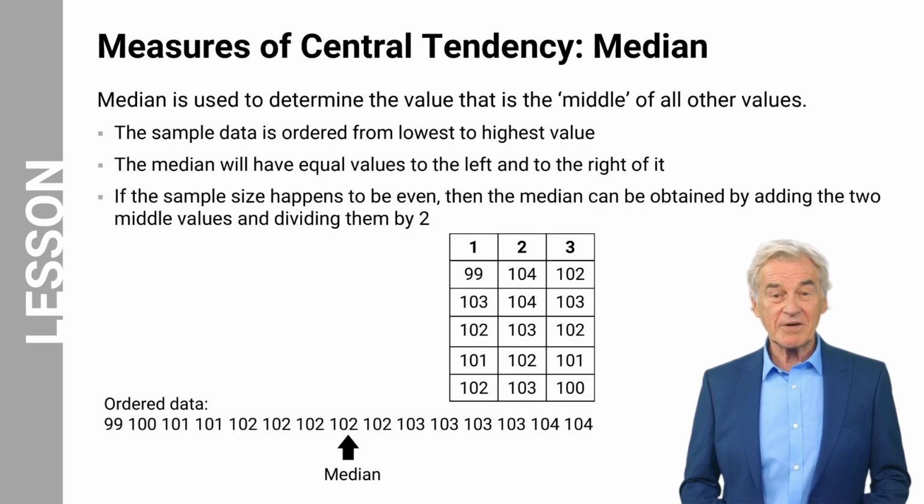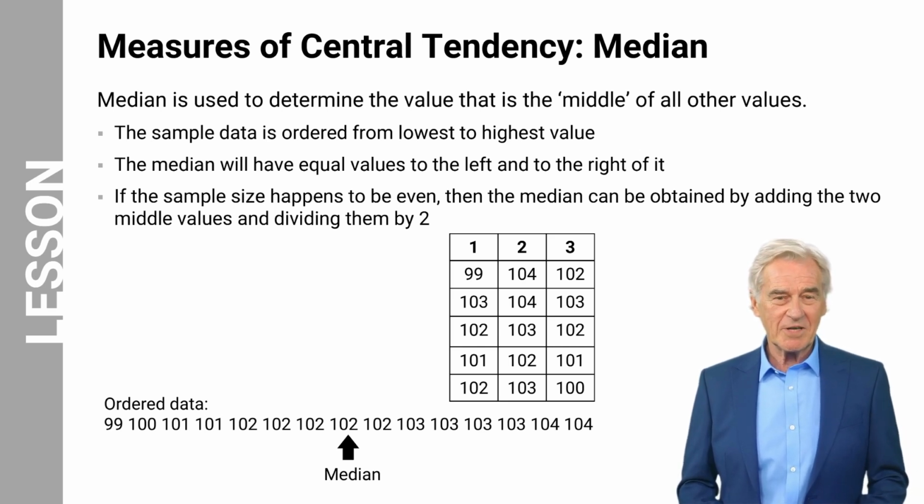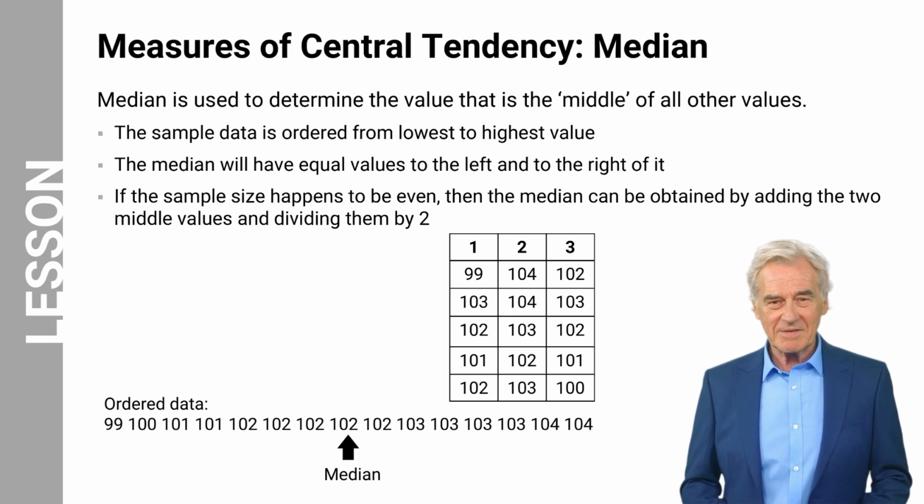The median is another descriptive statistic that is used to determine the value that is the middle of all other values. To find the median, the sample data is ordered from lowest to highest value. The median will have equal values to the left and to the right of it. If the sample size happens to be even, then the median can be obtained by adding the two middle values and dividing them by 2.